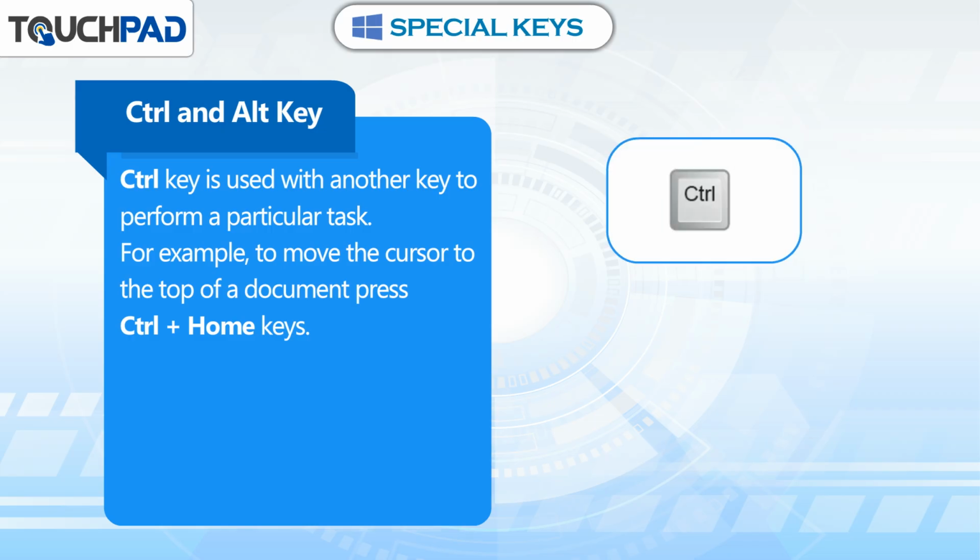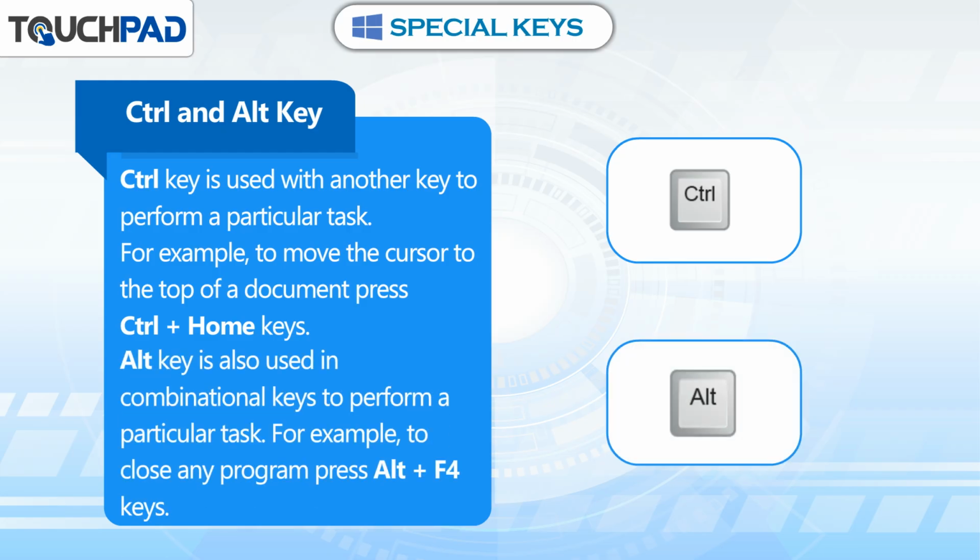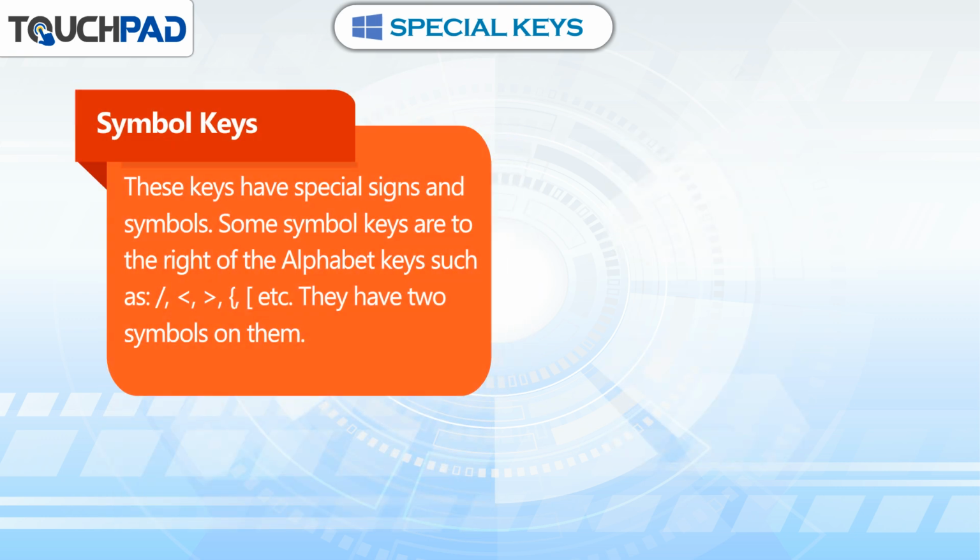Control and Alt key. Control key is used with another key to perform a particular task. For example, to move the cursor to the top of a document, press Ctrl plus Home keys. Alt key is also used in combination keys to perform a particular task. For example, to close any program, press Alt plus F4 keys.